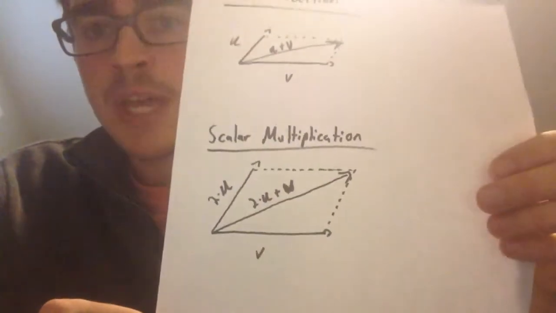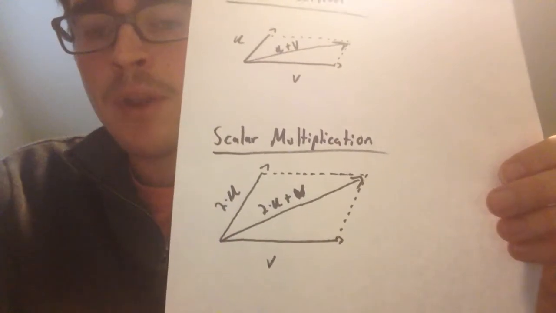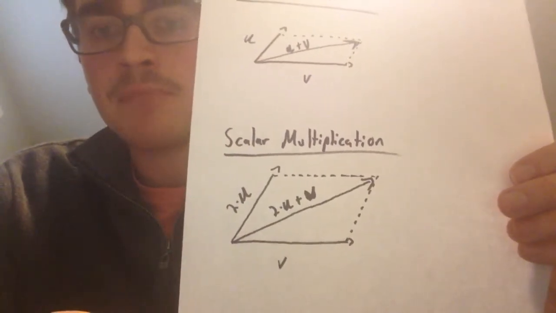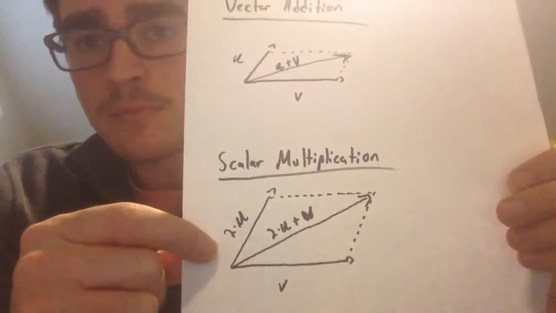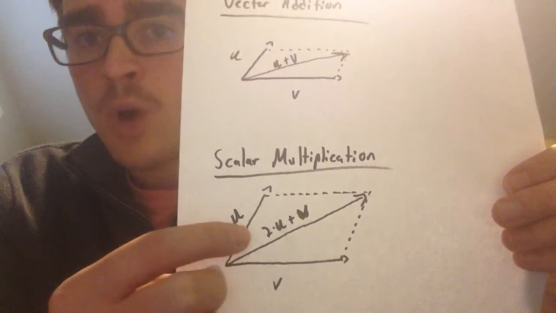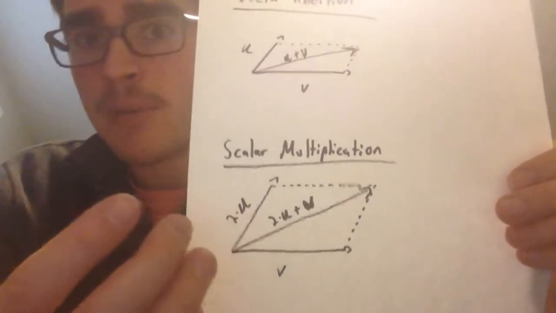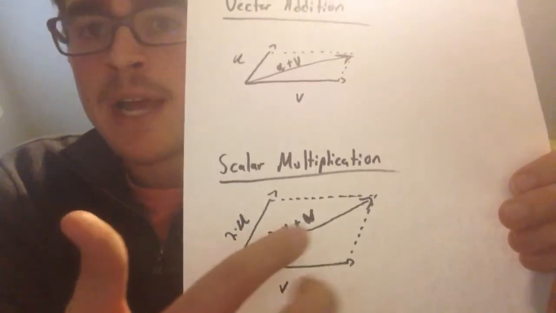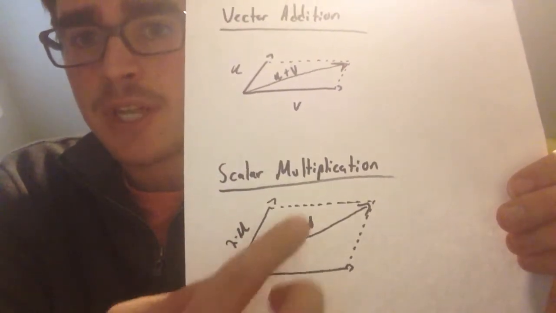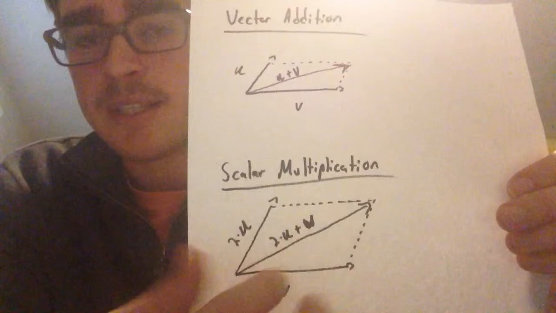So scalar multiplication is then multiplying one of the vectors, or both, by some scalar. Here we use 2. We did 2 times u, same u. You extend, you go 1, 2, multiply it by 2. And then we draw our diagonal line again, 2 times u plus v. And we get a new vector space with new sets of vectors that can exist inside this space.